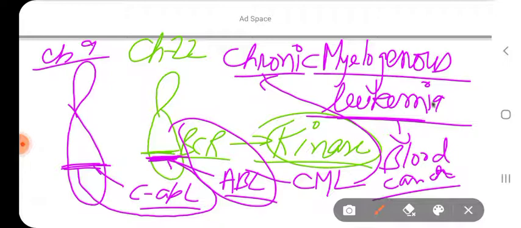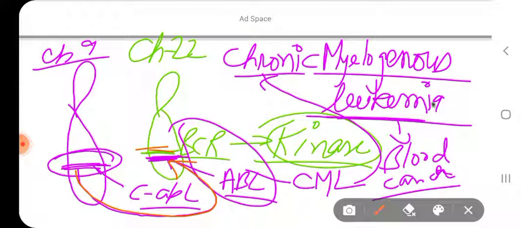So I think you have understood this part, that when the ABL gene from chromosome number 9 is shifted to chromosome number 22 having the BCR region, the breakpoint cluster region, it forms a BCR-ABL gene which will produce an abnormal protein which leads to chronic myelogenous leukemia.